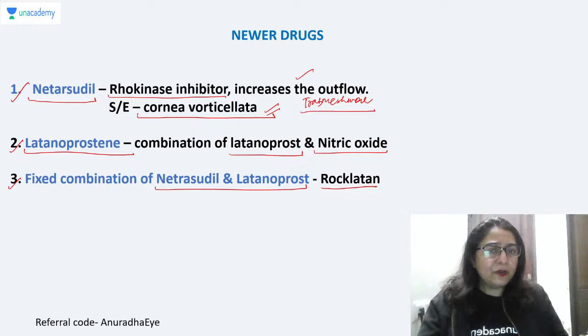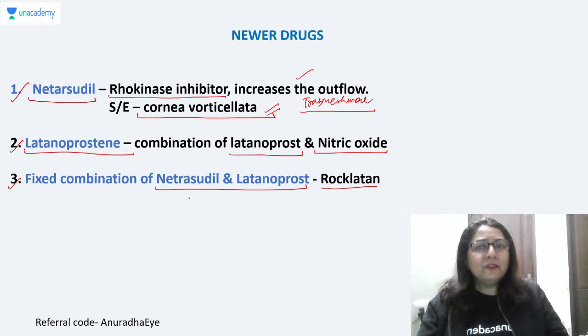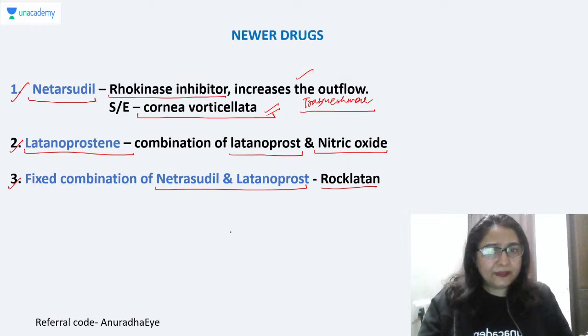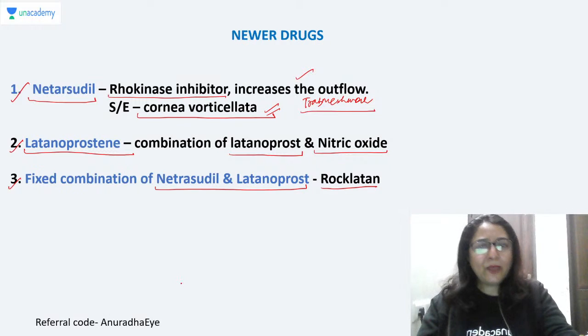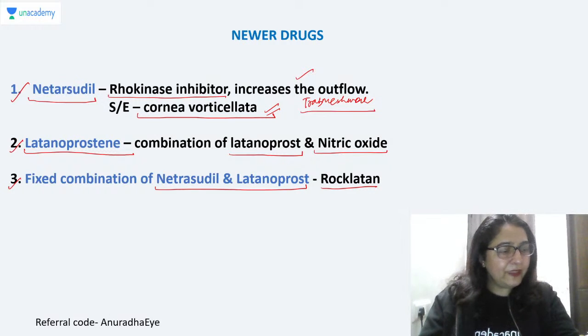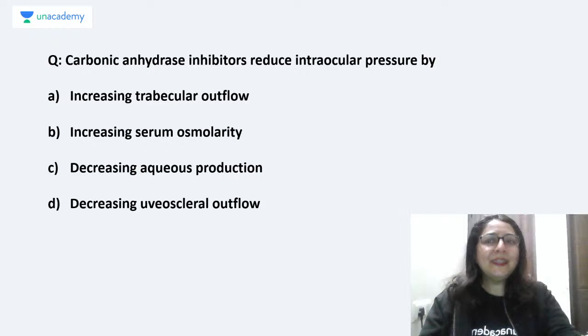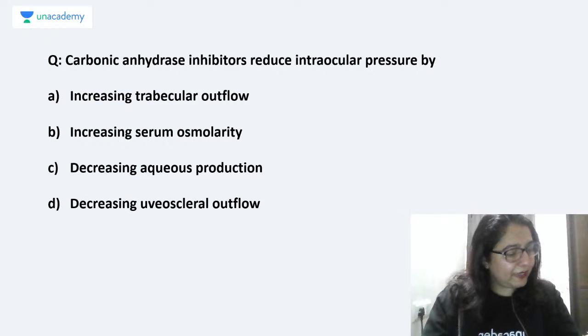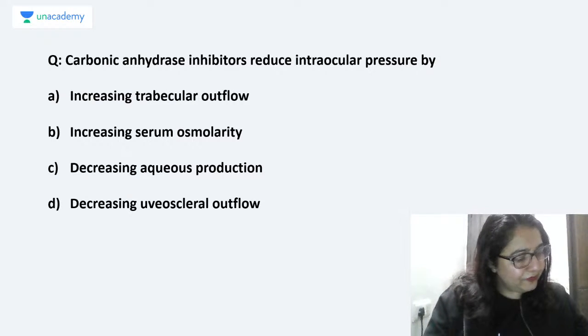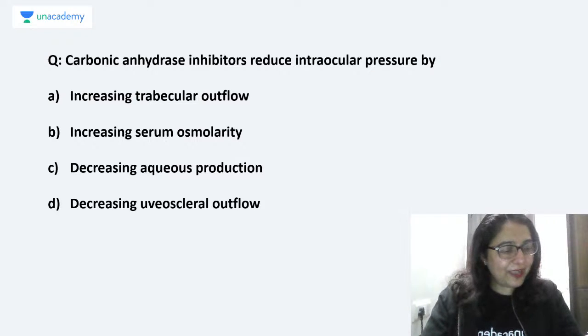Okay, latanoprost, Rho kinase inhibitor. So these are the new drugs which are there. So these are your latest advances. Okay, so can we have a quick recap revision with the help of the MCQs? Please do write your answers in the chat. So we will revise what we have learned. Okay, right, so let's start.